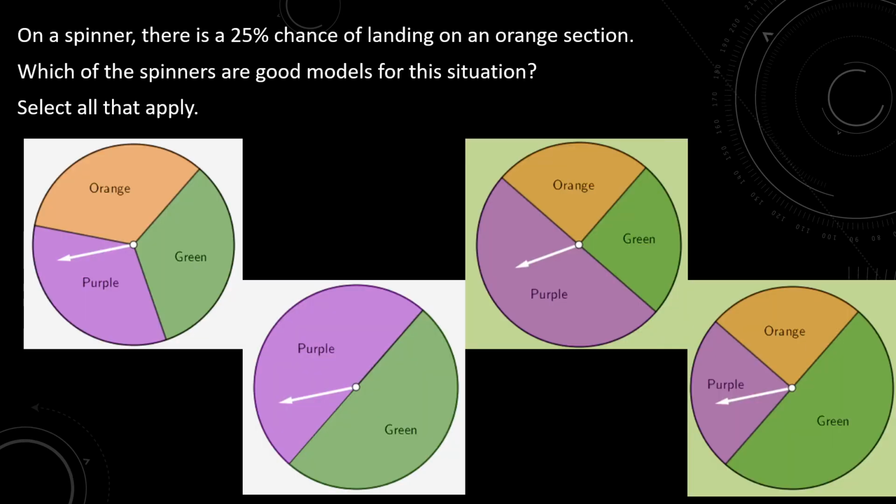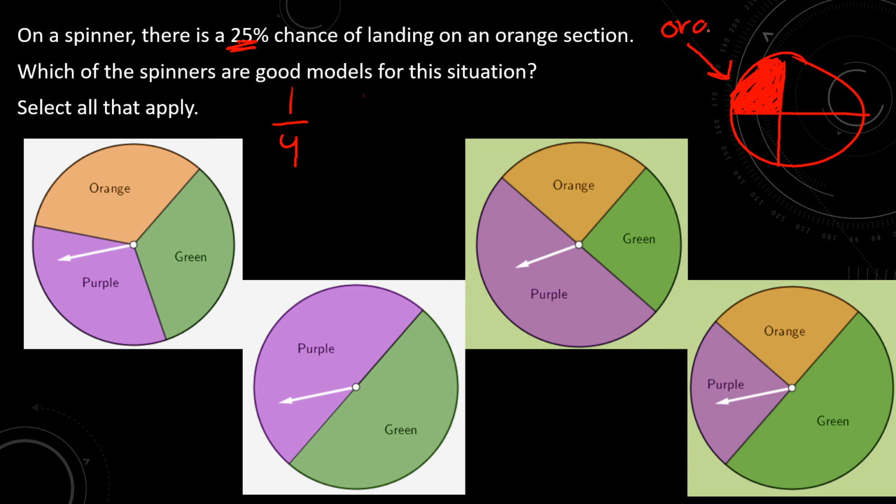Alrighty, next question says that on a spinner, there's a 25% chance of it landing on an orange section. Which of the spinners are a good model for this situation? Okay, so 25% chance, that's the same as 1/4. So if I think about a pizza and I cut it into fourths, 1/4 of the pizza is going to be a small quarter like this. So what I'm looking for in these spinners is this colored in section to be orange.